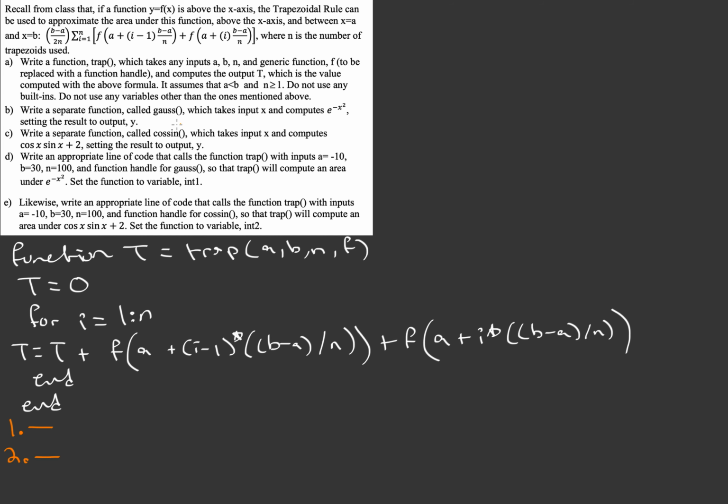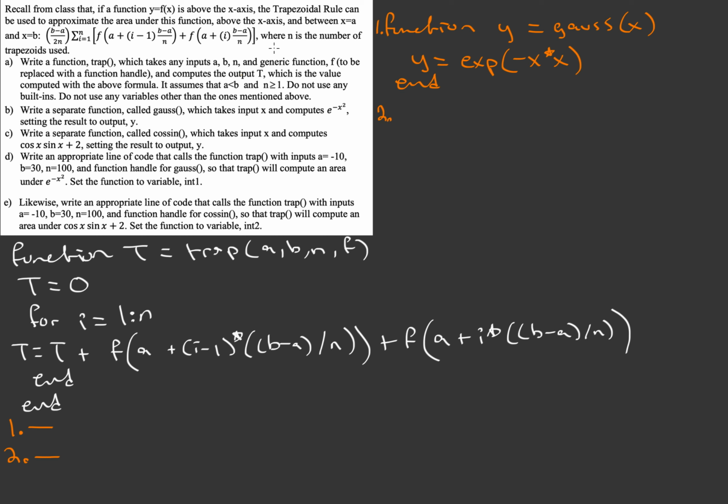So for the Gauss function, we're just going to say function, and then our output, we're going to say y is equal to Gauss. Our input is x, and we say y is equal to exponent, we'll say negative x, and then we'll multiply by x again to make it faster instead of using the power function. And that's our first function.